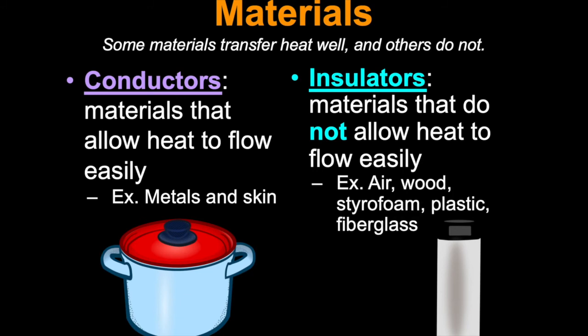Common examples: air, wood, styrofoam, plastic, fiberglass. Again, that's usually what insulation is made of. Great insulators. Styrofoam makes sense, that those disposable coffee cups are made out of styrofoam because they don't heat up very well.